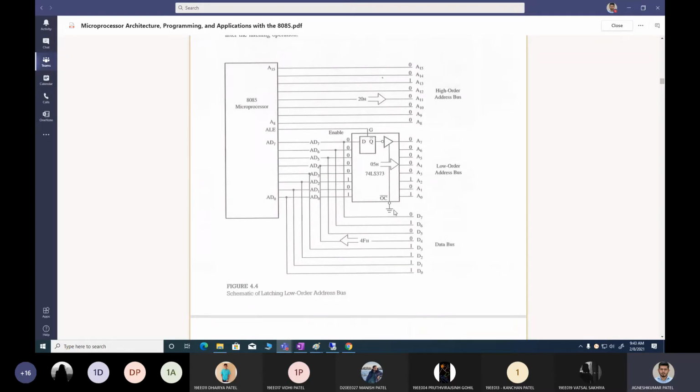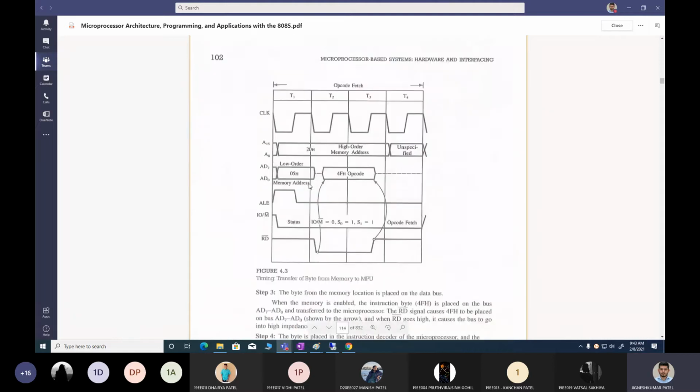Okay. So now we know that, see, I'll show it one more time. See what happens, suppose 2005 is the address. So on the first cycle, T1 state, what will happen? The clock will go low. As soon as the clock goes low, at that time, address will be put on this address bus. So 20 on the higher order address bus and 05 on the lower address bus.